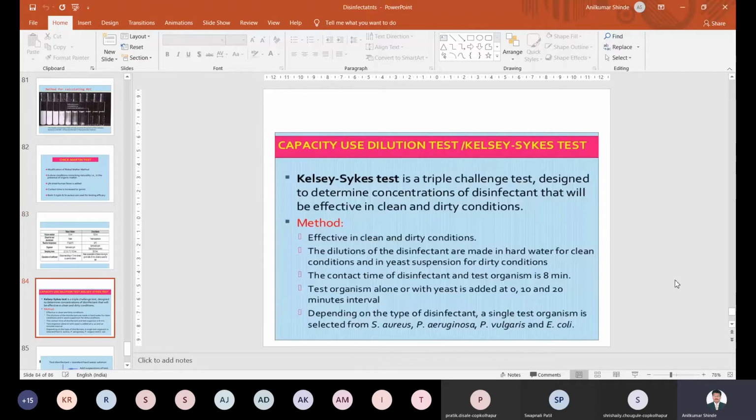So then we'll say that this is about the Kelsey and Sykes test, right? This is one more test. So capacity, we can use as a capacity use-dilution test, right? So how much dilution is required to make that solution, right? So this Kelsey and Sykes test is used as a triple challenge test. Why is it called a triple challenge test? We use a fixed concentration of disinfectant.